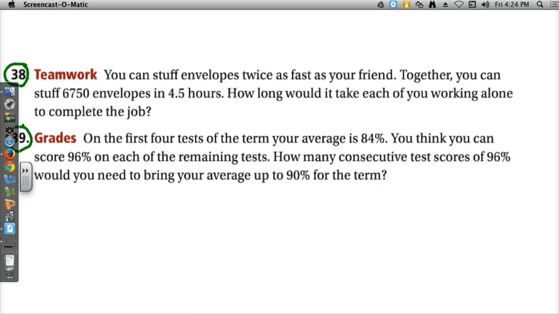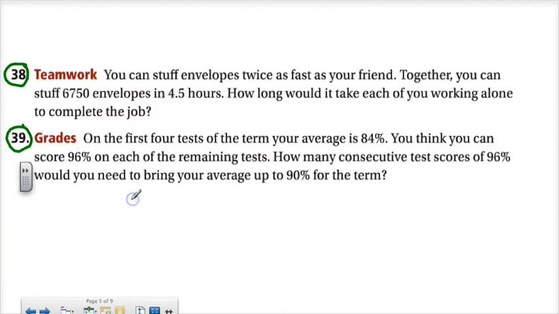Number 38, teamwork. You can stuff envelopes twice as fast as your friend. Together you can stuff 6,750 envelopes in 4.5 hours. How long would it take each of you working alone to complete the job? So there are multiple ways to set this one up, but here's what I'm going to do. 6,750 envelopes.